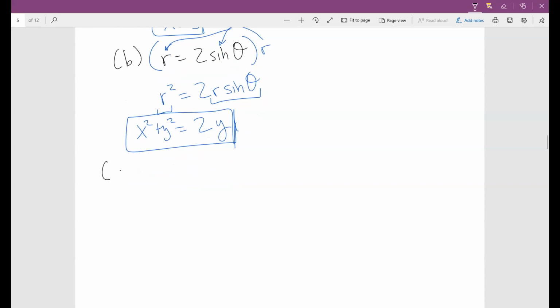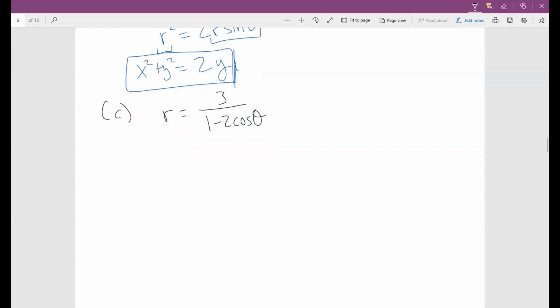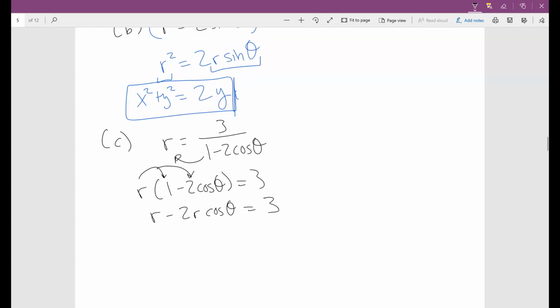All right, and now let's do this last one. So let's say we had r is equal to 3 over 1 minus 2 cosine theta. Okay, so I think the obvious thing would just be to multiply both sides by the denominator. So move that over. So you're going to have r times 1 minus 2 cosine theta is equal to 3. So let's distribute the r now. So you have r minus 2r cosine theta is equal to 3. Now what is r equal to?